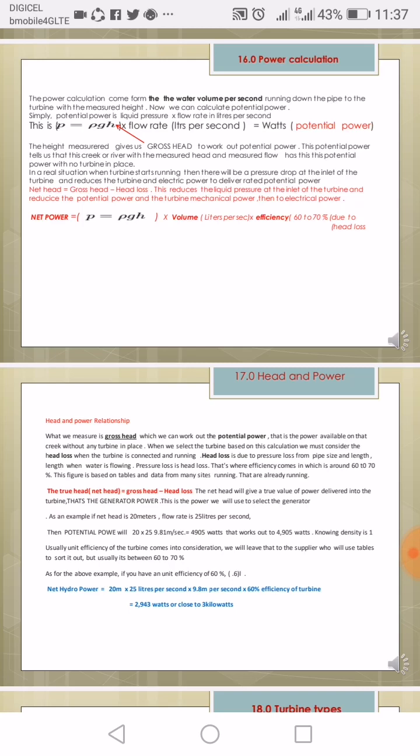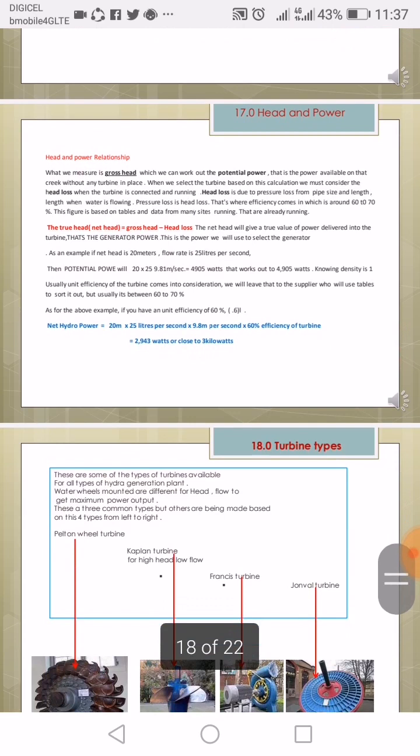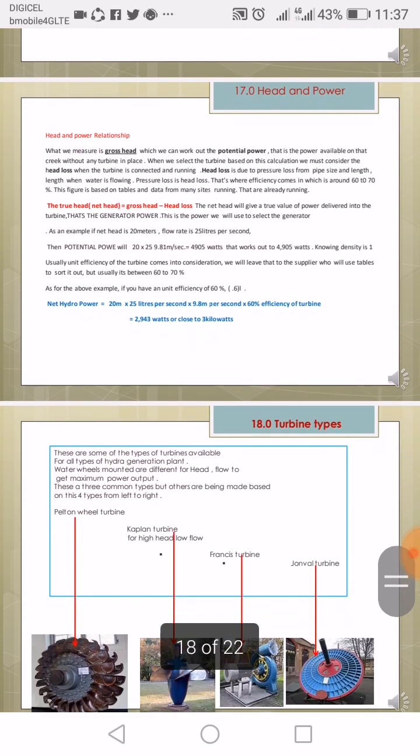Now plug in efficiency, you can use 0.6 or 0.7. That gives you an idea of the actual power you can generate from this water. Okay, coming down to head and flow again. Head and power, the head and power relationship.